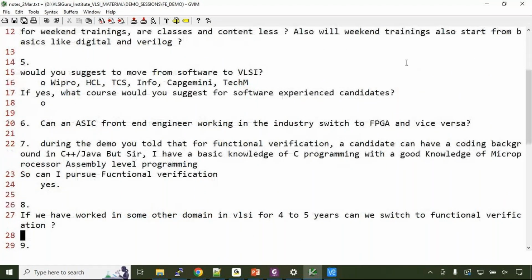Eighth question, if you have worked in some other domain in VLSI for 4 to 5 years, can we switch to functional verification? Tell me, what do you think should be the answer? It is possible.